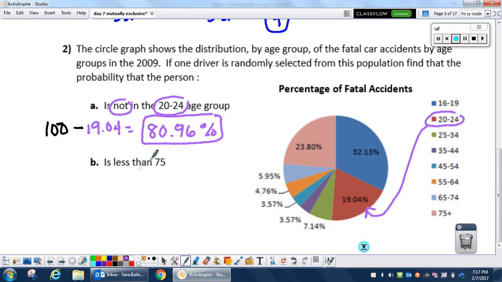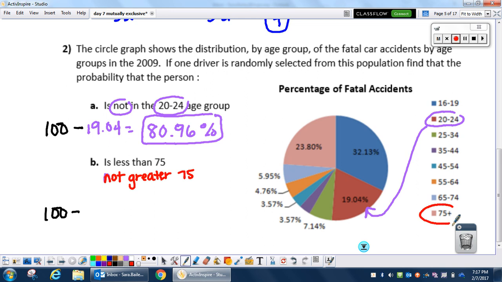And then now we want to figure out less than 75. So if they're less than 75, they're not greater than 75. So we kind of had to turn that into a different question. So again, we're going to do 100 minus, and now we're going to find where greater than 75 is.